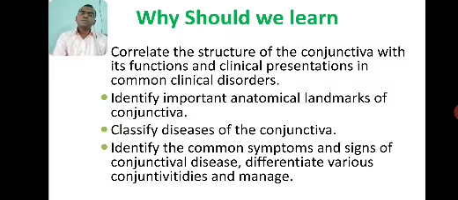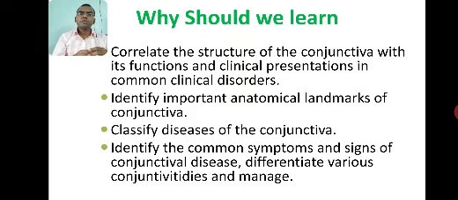Inflammation of the conjunctiva is known as conjunctivitis, and there are many types of conjunctivitis. After studying the anatomy, we are able to classify or differentiate between the various conditions of the conjunctiva. Identifying the common symptoms and signs of conjunctival disease, like degenerative diseases, inflammatory diseases, membrane and pseudomembrane, are all very important.